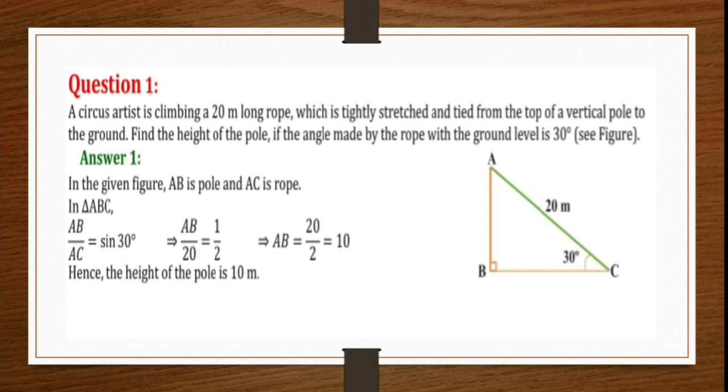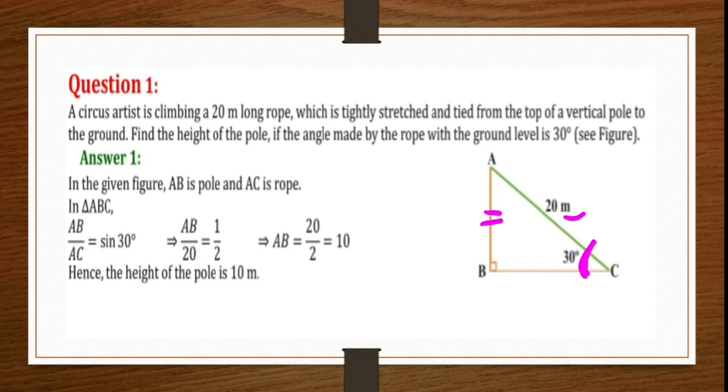So this green one is the rope and it makes 30 degree with the ground. And this yellow one is the pole. You have to find the height of the pole, that means you have to find AB. What is the length of AB? The length of the rope AC is given as 20 meter and this angle is given as 30.